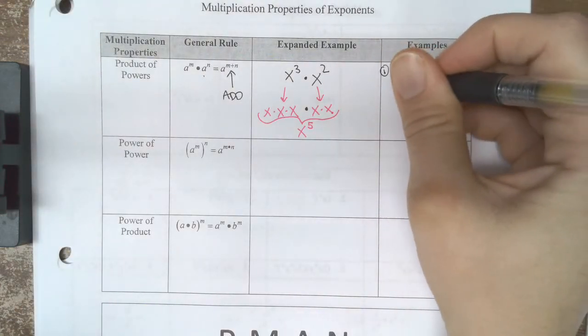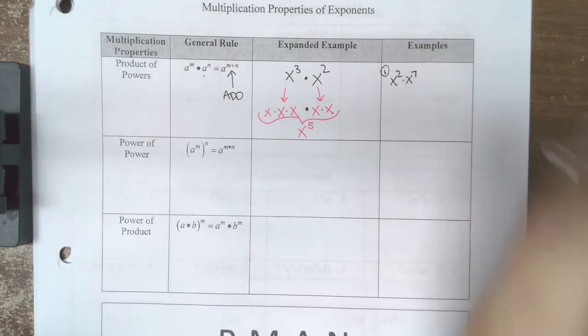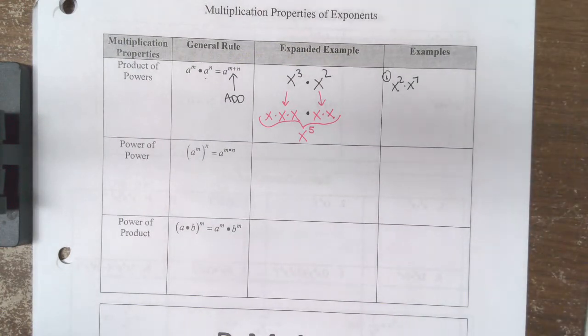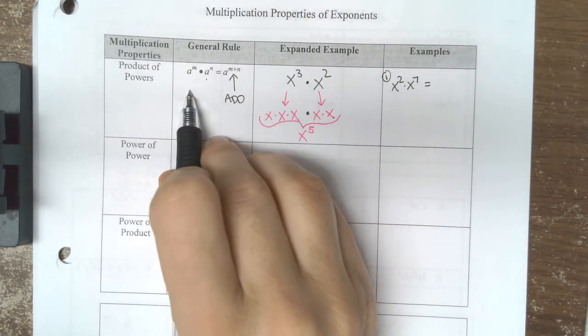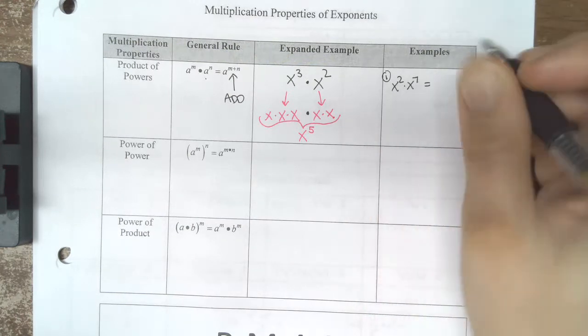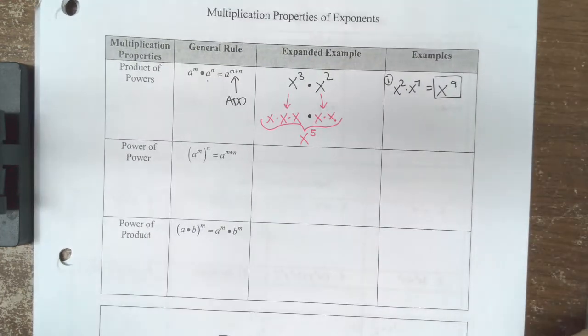Okay, so just a few examples here. One way this could look could be x squared times x to the 7th. So really kind of a direct example of that. And if I have a power times a power, I can add my exponents, 2 plus 7. I can simplify this down to x to the 9th.